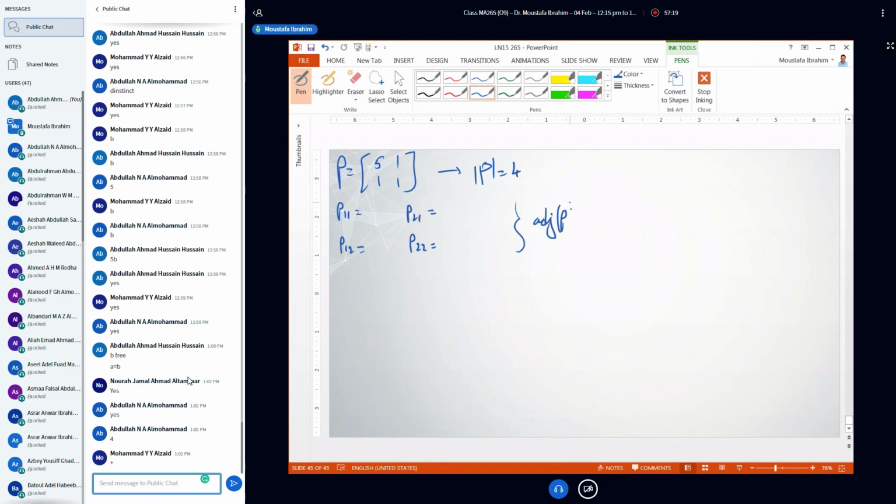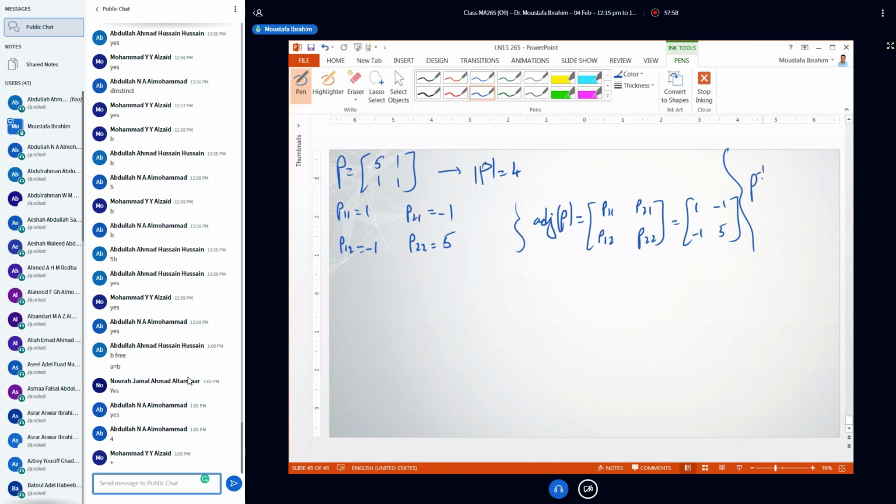Why are we using this one? Because the adjoint of P is P11, P12, P21, P22. So plus for P11, minus for P12, minus for P21, plus for P22. For P11 we hide the first row and first column, so we get 1. For P12 we hide the first row and second column, so we get 1. Now P21, hide second row and first column, 1. Second and second we get 5, so we get 1, minus 1, minus 1, 5.